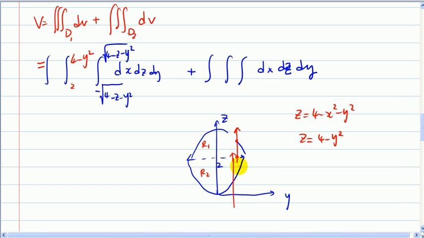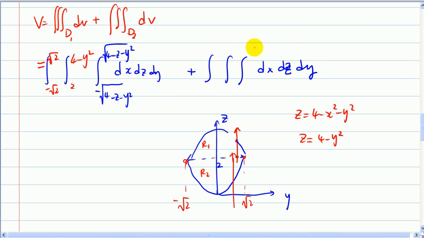And then for the y value, you sweep these arrow lines across the whole region and find the min and max of these two here, which is negative square root of 2 to positive square root of 2. So those are the limits over there.